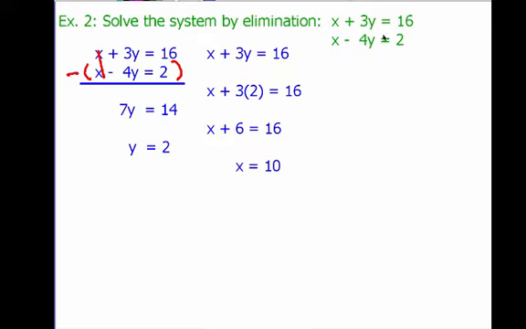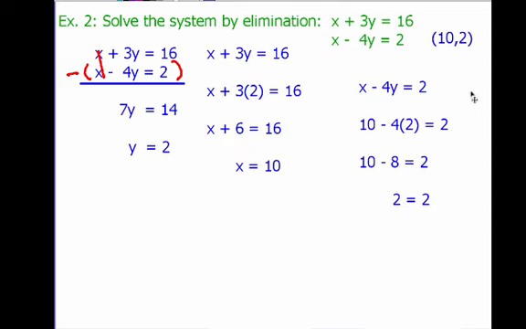I want to check my work by plugging it into our second equation. So I say x minus 4y equals 2. Plug in, x is 10, y is 2. That's 10 minus 4 times 2, which is 10 minus 8, which is 2. So 2 equals 2. So these two values work for both equations. So I know my answer is simply the ordered pair 10, 2.